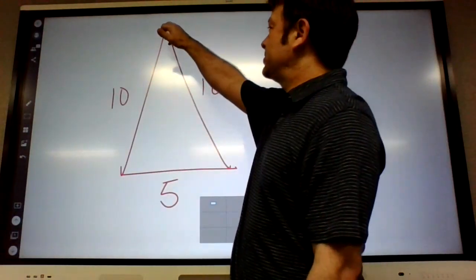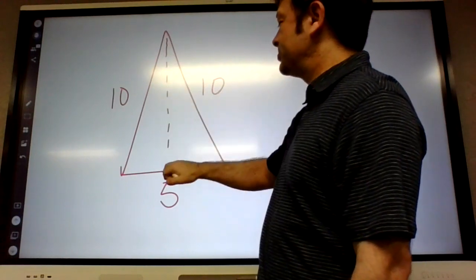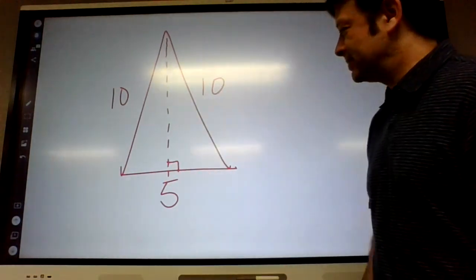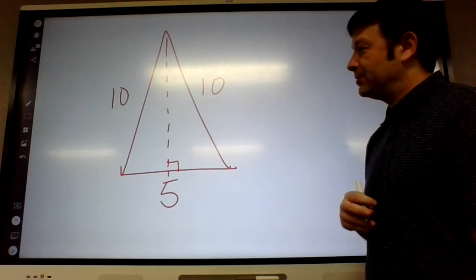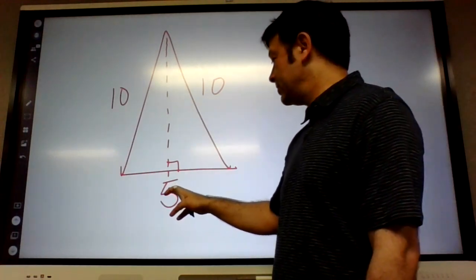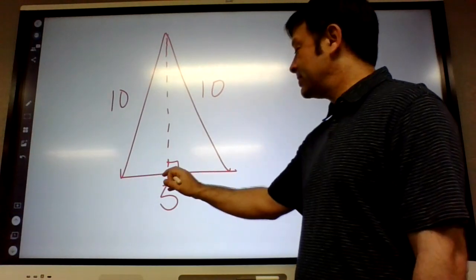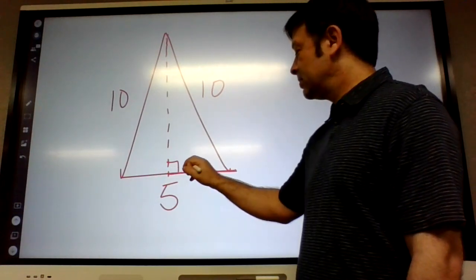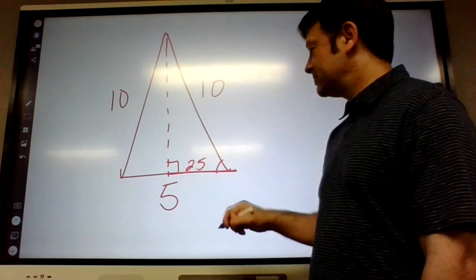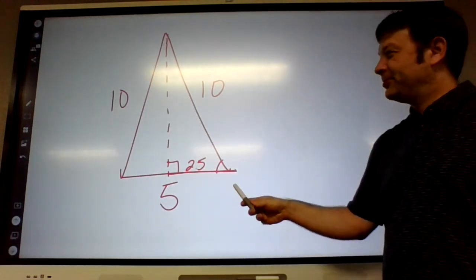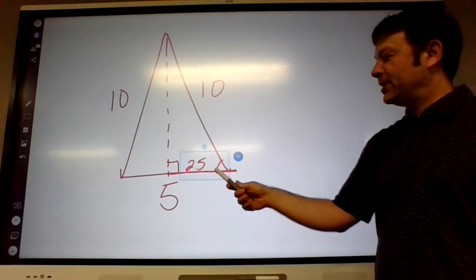Well, on an isosceles, you can draw in the altitude and it splits it into two congruent triangles. And then you can use right triangle trigonometry to help you find some stuff. Okay, if this is 5, what is this right here? 2.5. Okay. Please tell me you guys remember how to do trigonometry. How do we find this angle right here?